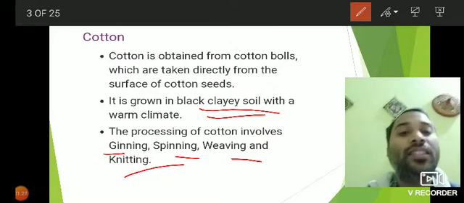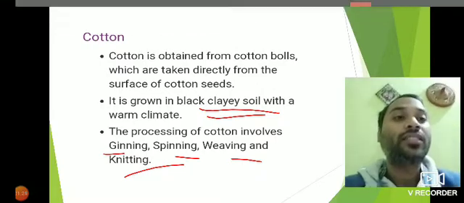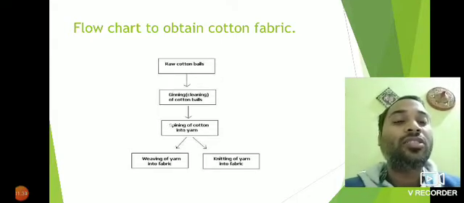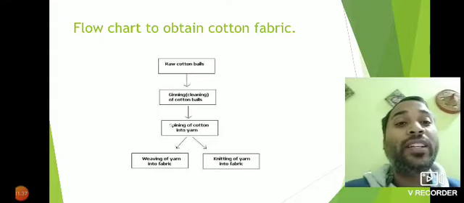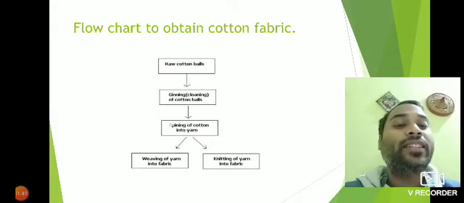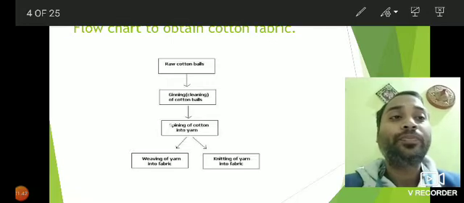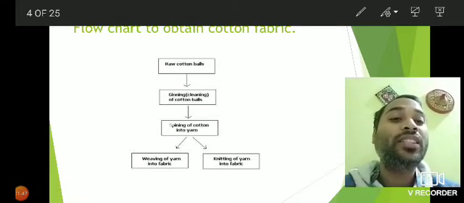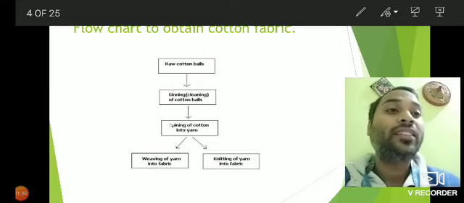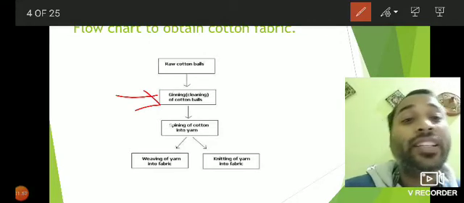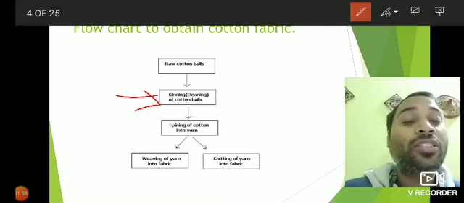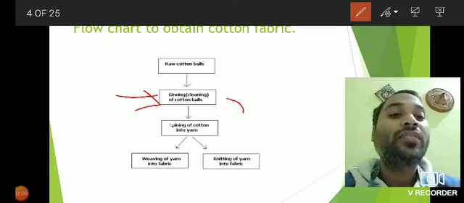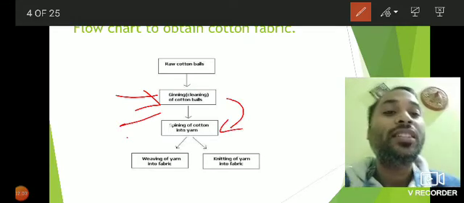So let us understand them with the help of a flow chart. This is the flow chart. First of all, the cotton balls are used, from where cotton fibers are extracted. Now how is it extracted? First of all, the seeds which are present are removed, and that removing of those seeds is known as ginning. So the first step we call ginning, where the cotton seeds are removed from the cotton fibers, and then when we get the fibers, those fibers are converted into yarns by the process known as spinning.